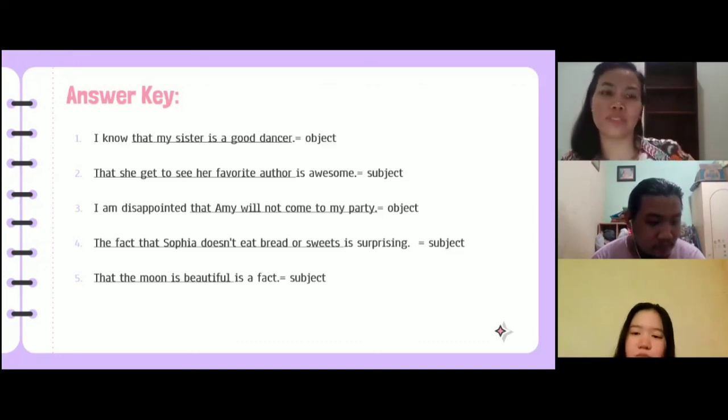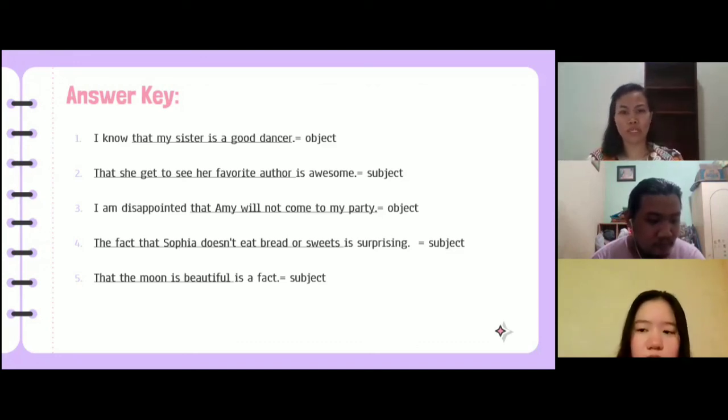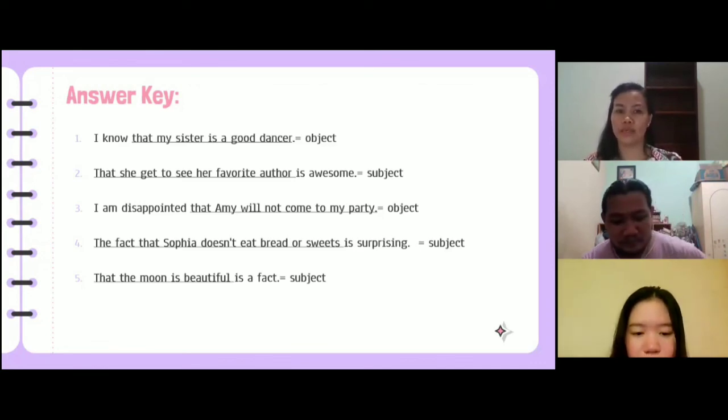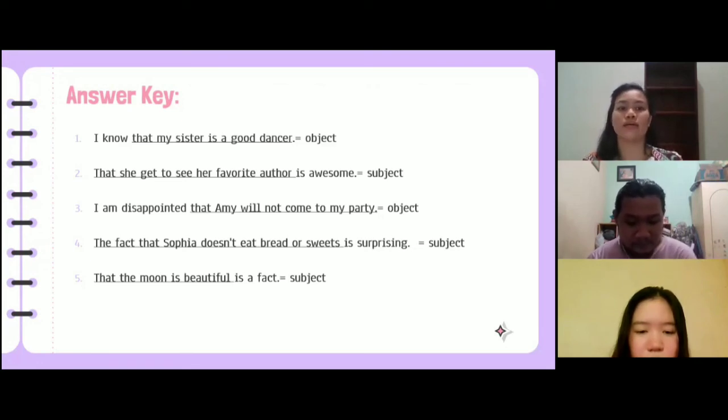Number 3, I am disappointed that Amy will not come to my party. That Amy will not come to my party functions as an object, and the verb is disappointed. The fact that Sophia doesn't eat bread or sweets is surprising. So the whole noun clause, the fact that Sophia doesn't eat bread or sweets, is the subject, and the verb is. And that the moon is beautiful is a fact, is the subject, and the verb is.